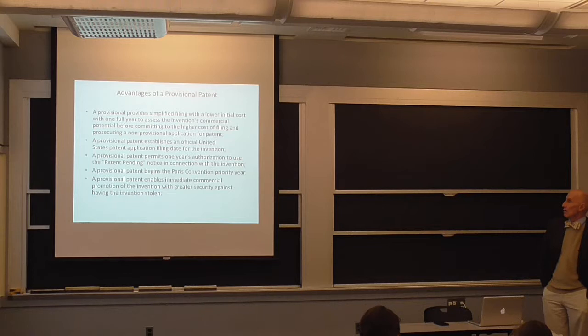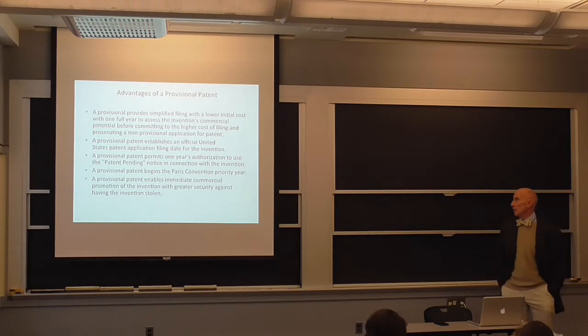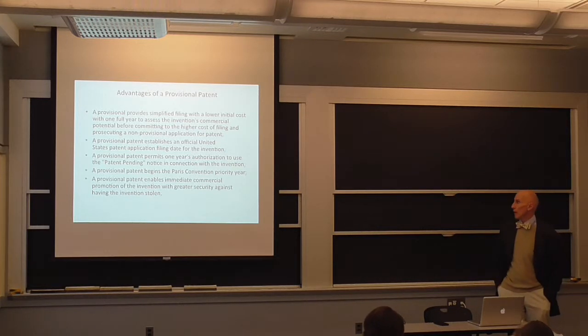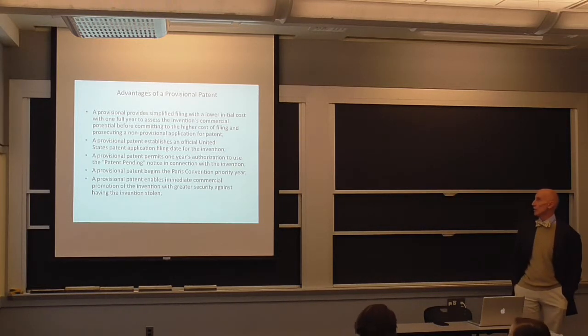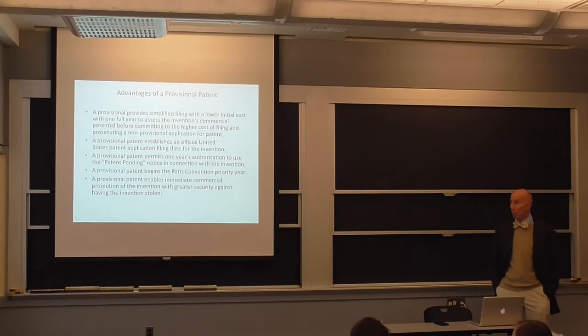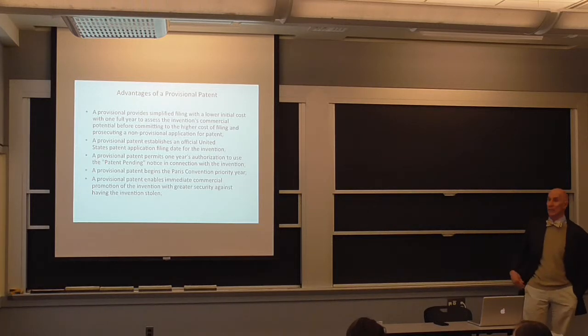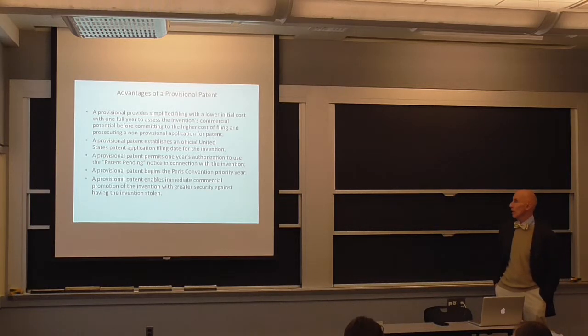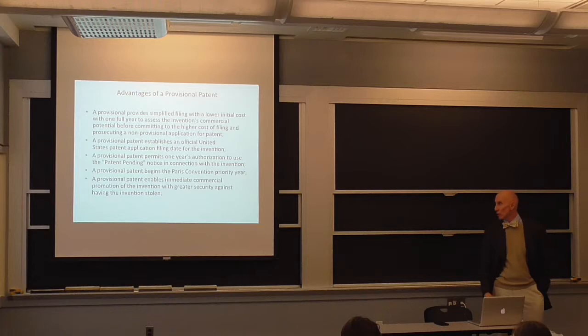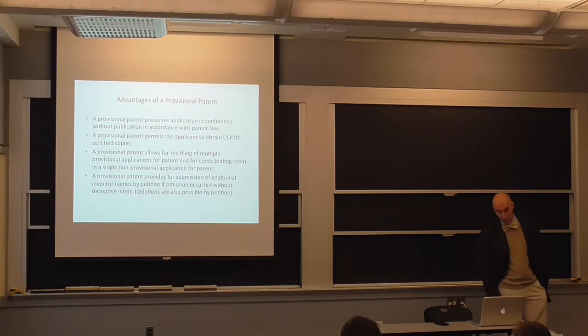It's simplified, costs less, establishes an official United States application filing date, which is really important. Provisional patent permits 1 year's authorization of the use of the term patent pending, which is very important. Begins the Paris Convention priority year, which is the first to file that we talked about. Provisional patent enables immediate commercial promotion of the invention with greater security against having your ideas stolen.